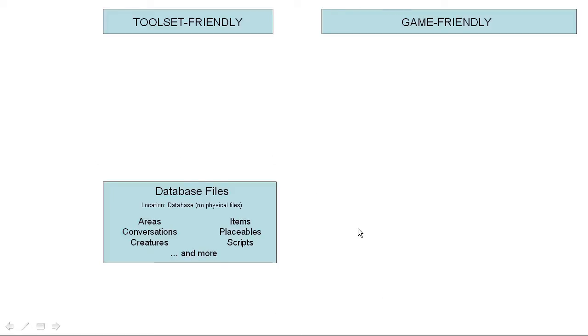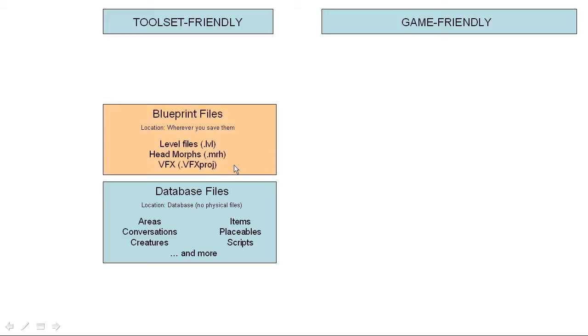There are other toolset friendly files that aren't in the database though, and I showed you the head morphs as an example. So here the MRH extension head morphs. Other examples include level files and VFX or visual effects projects. Now these are all made within the toolset but are not saved in the database, so you'll be saving them wherever you like.